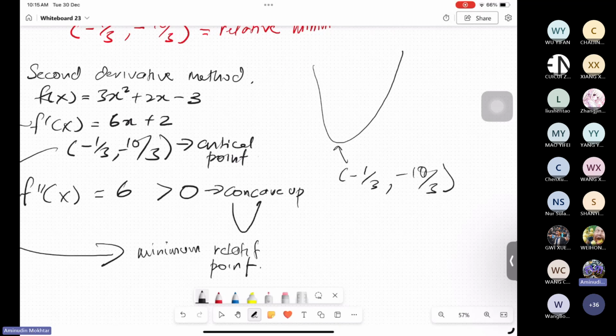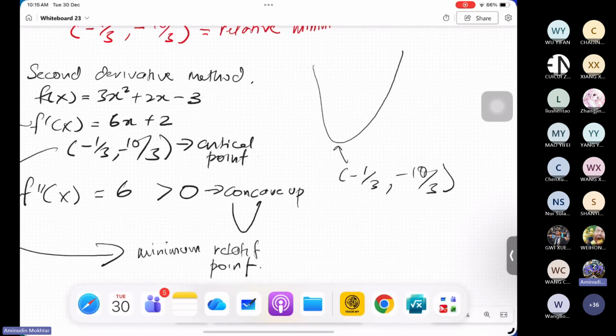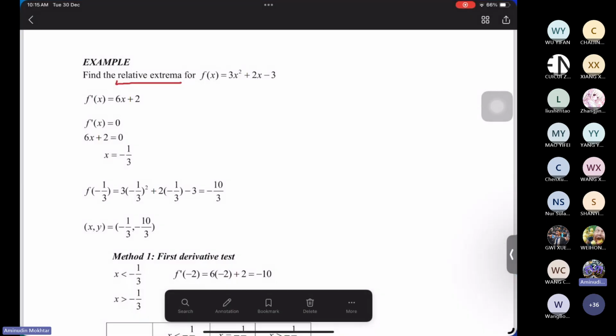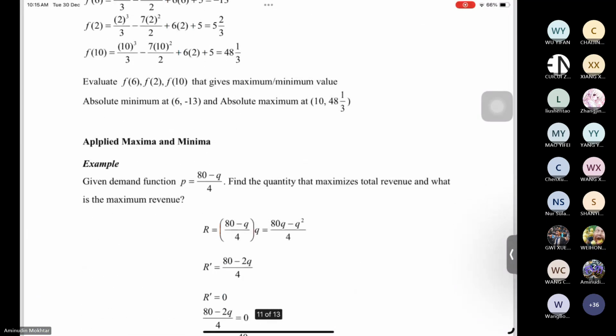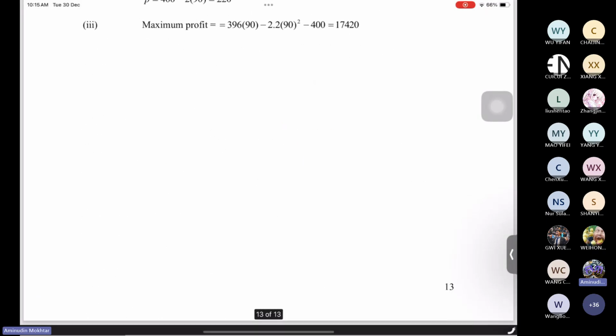Okay, that's about how to find the minimum or maximum point. I would like to show you another example. Please refer to page 11.